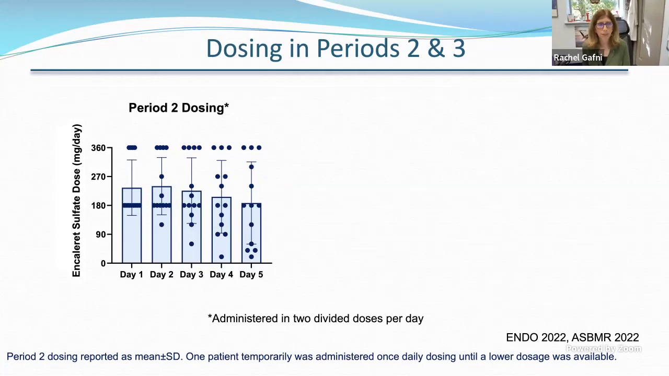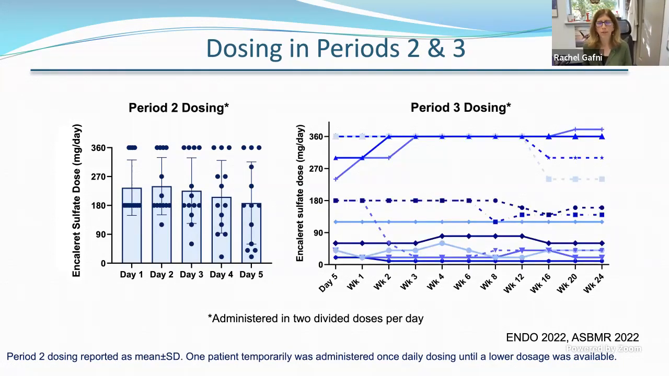But what was interesting was once they got into period 3, the 24-week outpatient dose period, and each line here is one of the 13 patients, there were a few adjustments we still needed to make during the first 4 weeks, but after that, the dose actually stayed fairly stable for most of the patients during the 24 weeks.